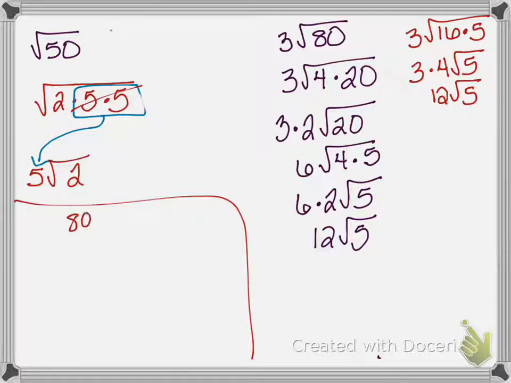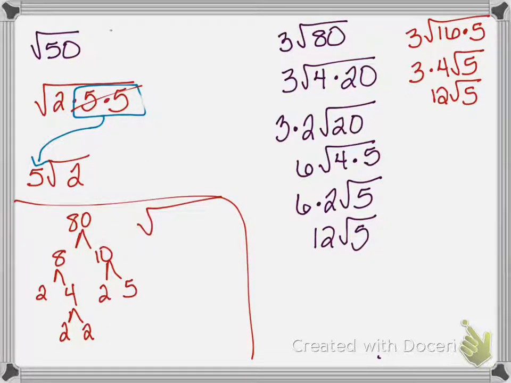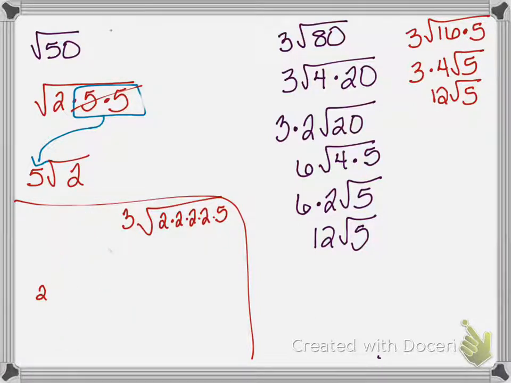We can do 80. 80 is 8 times 10. 8 is 2 times 4. 4 is 2 times 2. 10 is 2 times 5. Now, when I write this, so I've still got a 3 on the outside. Okay, I've got a 3. I'm going to rewrite this as 2 times 2 times 2 times 2 times 5. Okay? I just stopped when I got to 2 numbers. That's fine. That's fine. Okay, now my 3 stays on the outside.